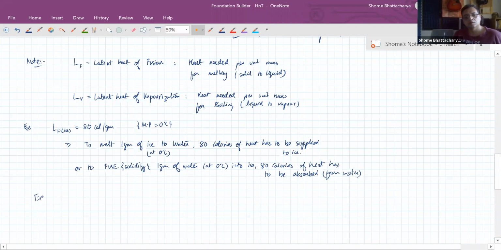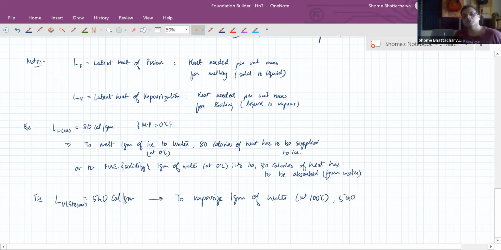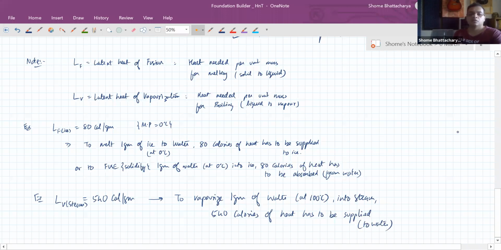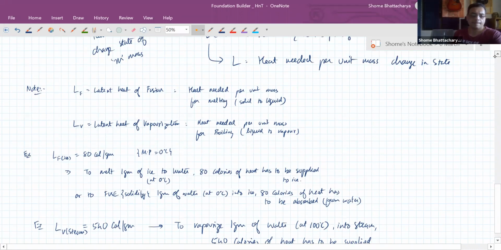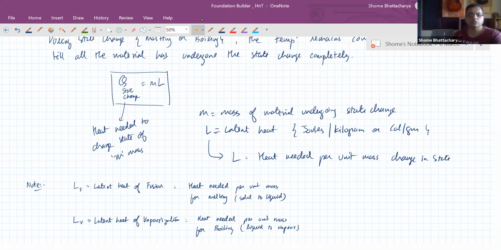Similarly, latent heat of vaporization of steam is approximately 540 calories per gram. So to vaporize 1 gram of water at 100 degrees C into steam, 540 calories of heat has to be supplied to the water. Okay. So this is a more specific meaning of latent heat. So just make a note of this section also.